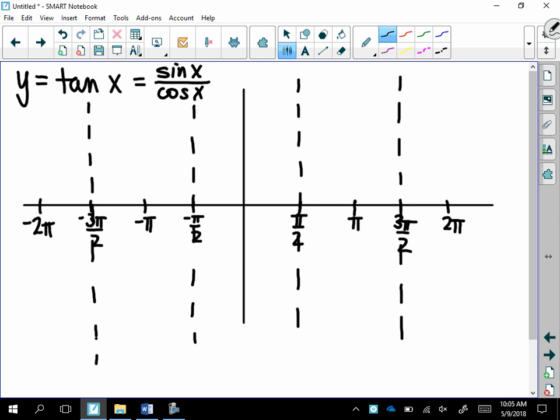All right, well, what about all the places where sine is 0? Then tangent's going to be 0, right? Because what happens when you get a 0 in the numerator? It equals 0, right? So tell me all the places where sine is 0. Negative pi, negative 2 pi, pi, 2 pi, and at 0, right? So at all the multiples of pi, sine equals 0, which means the tangent's going to equal 0. So we can put points on all the multiples of pi.